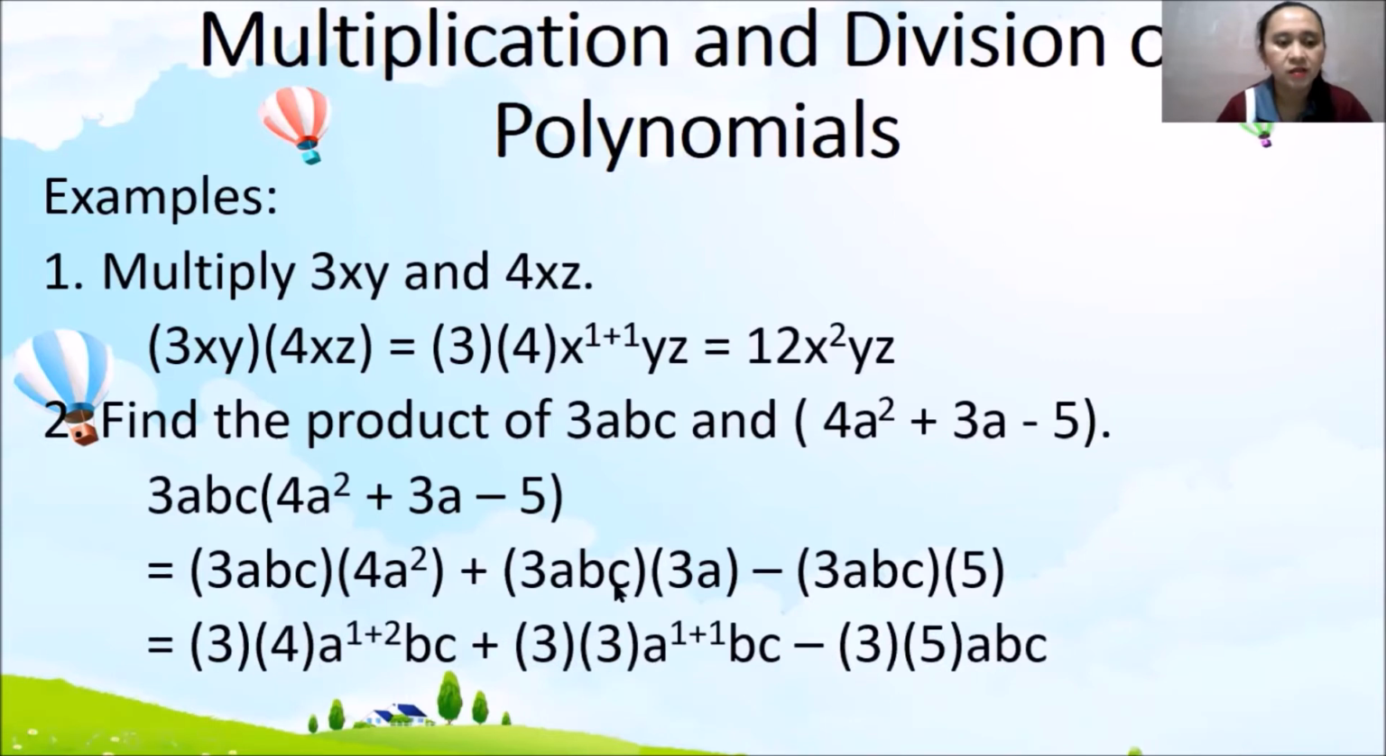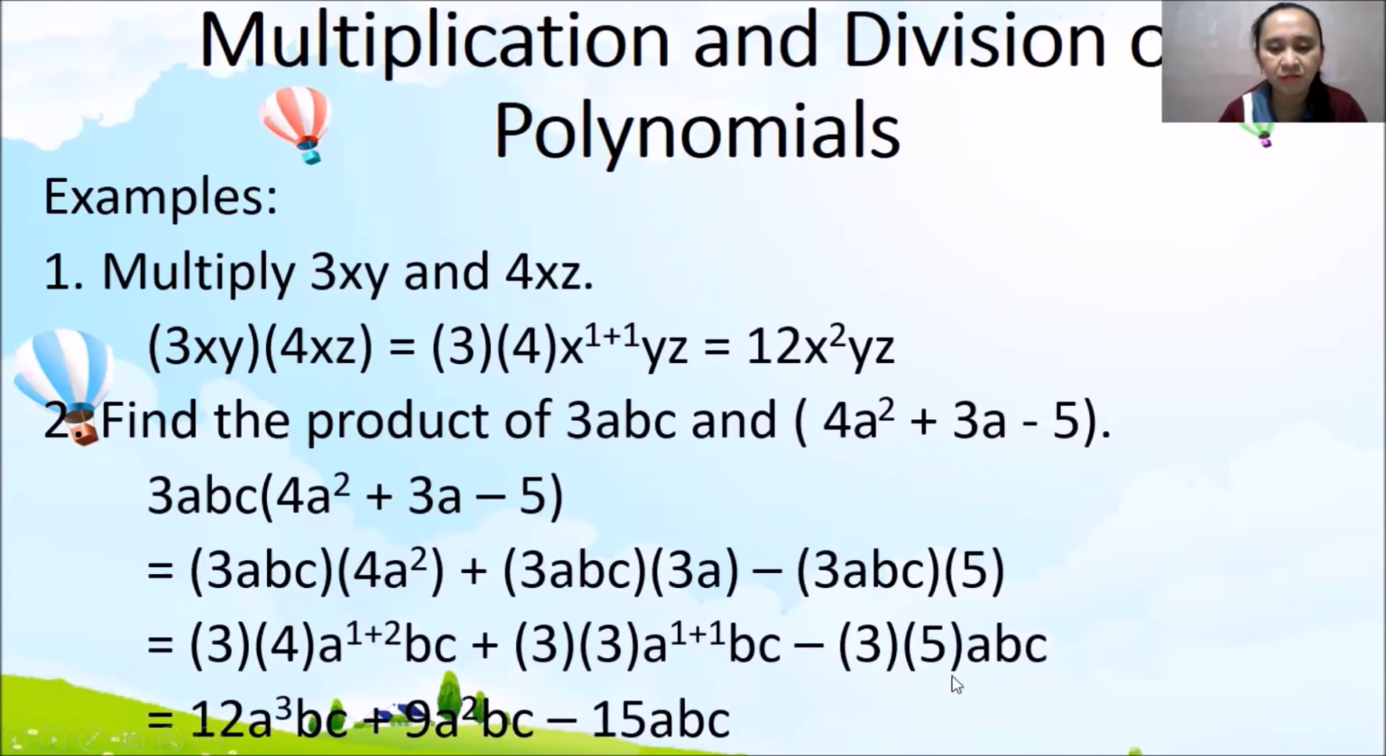coefficient. So 3 times 4 and a, 1 plus 2. Bring down b, bring down c. First term yon. Second term plus 3 times 3 for the variable of a, 1 plus 1. Bring down b, bring down c. And for the last term, 3 times 5, abc. So therefore, 3 times 4 is equal to 12. a, 1 plus 2 is cube, so 12abc plus 9a squared bc minus 3 times 5, 15, bring down abc.